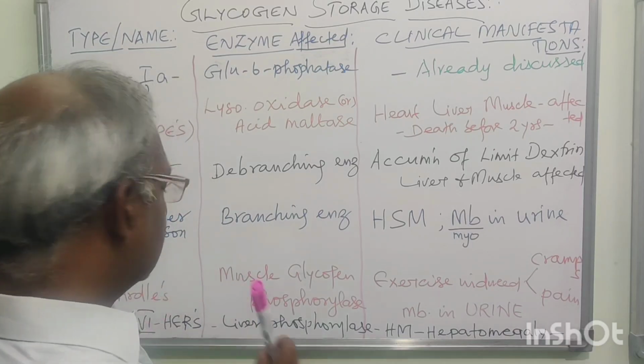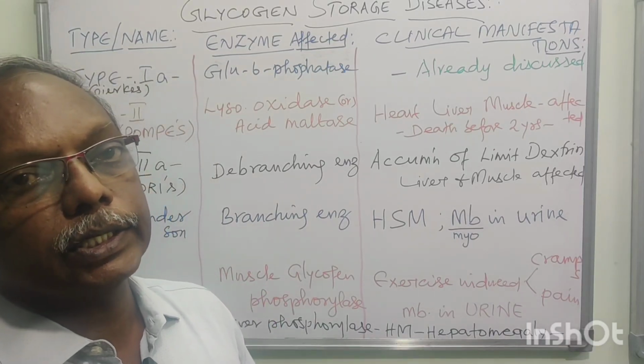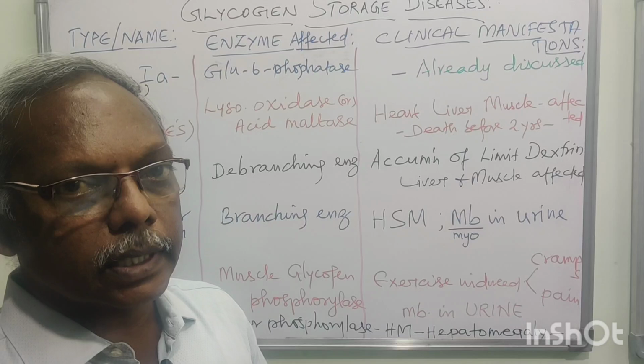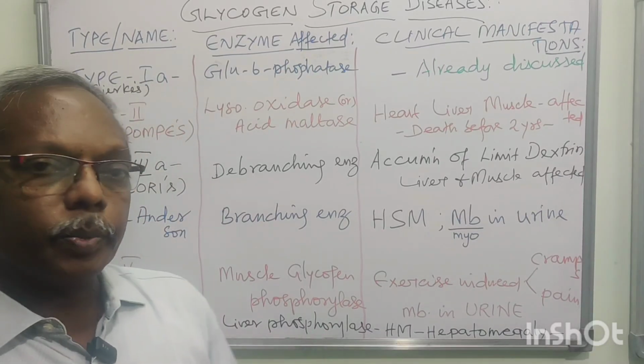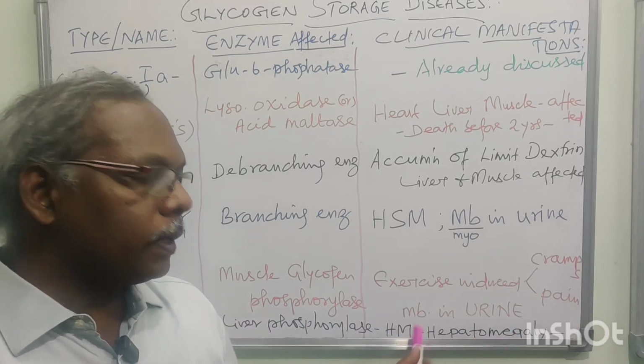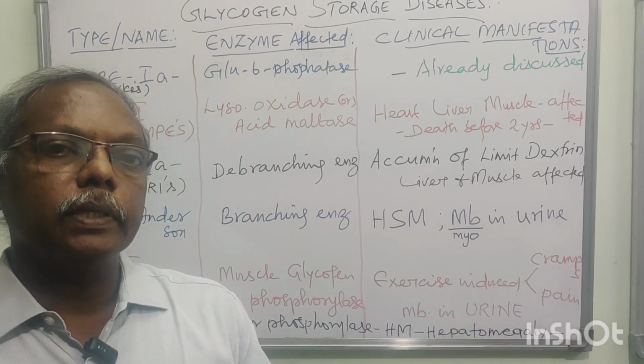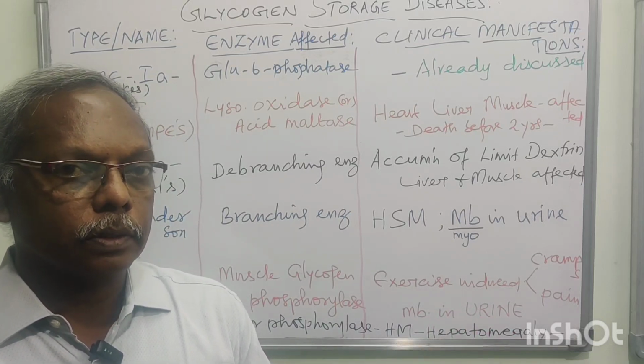Last one is type 6, Hers disease, H-E-R-S. The scientist name is Hers, so Hers disease. The enzyme defect is liver phosphorylase. They are having hepatomegaly because of the accumulation of glycogen, right?